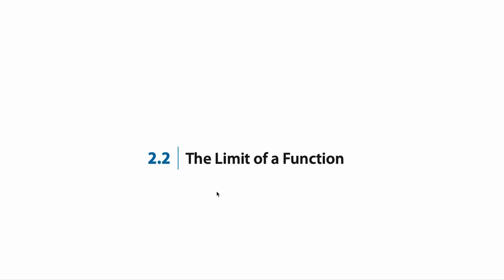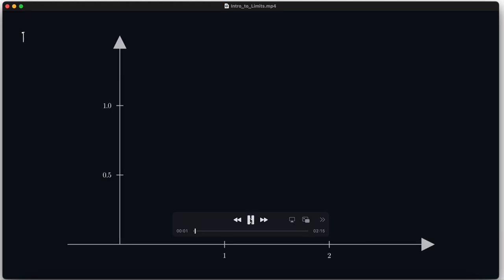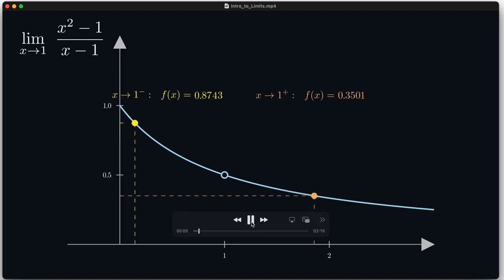Okay, first I'm going to show you an animation I created using something called Manim to talk about limits. Let's say we have this function. On the left there, on top, is x squared minus 1 over x minus 1.